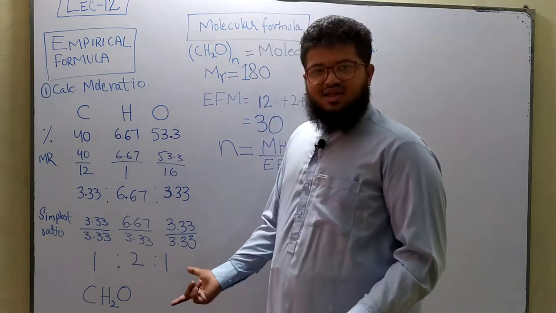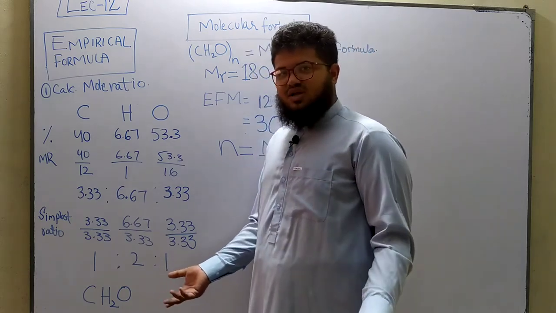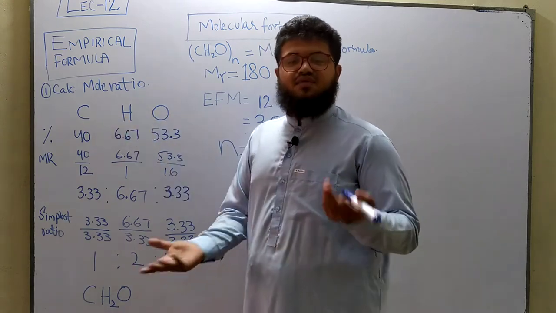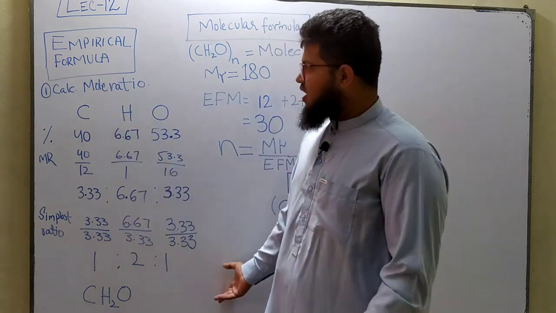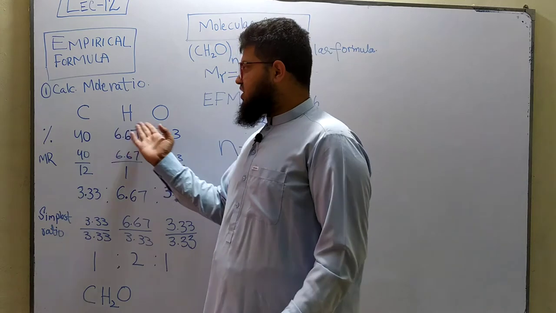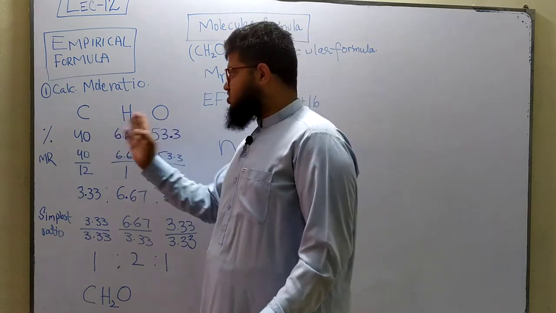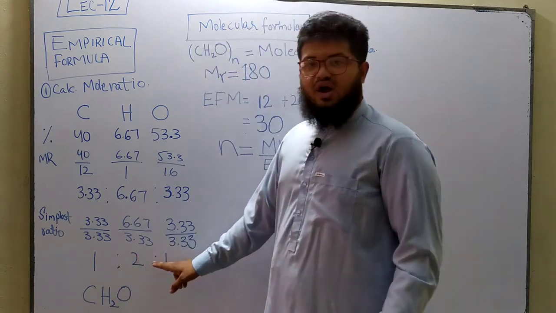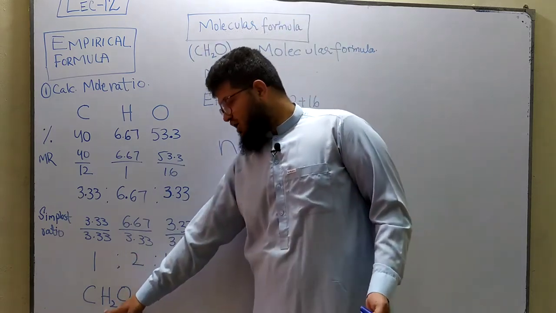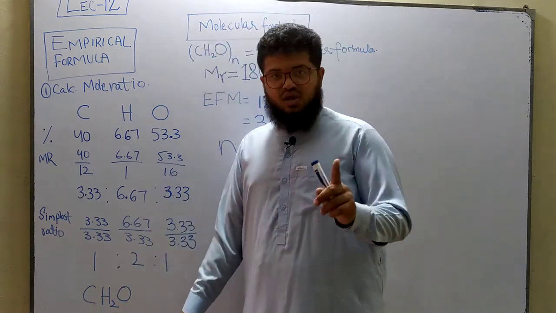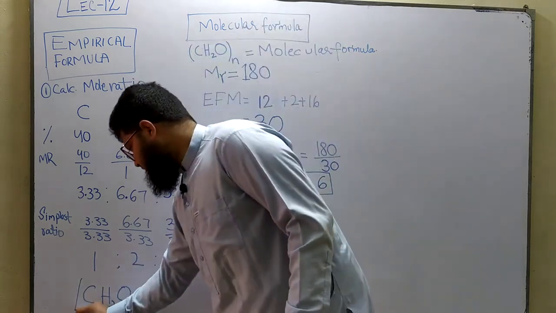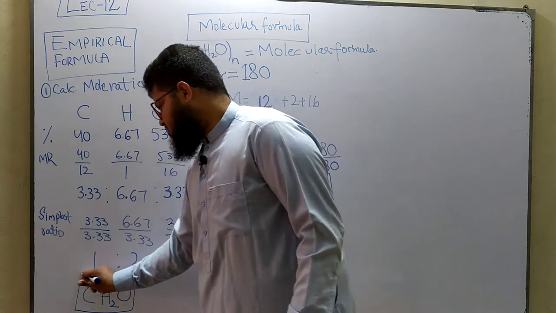That's all you need. Because what is empirical formula? It's just showing us the different ratios of different atoms present in the formula of that particular compound. So in this formula we've got three different types of atoms: carbon, hydrogen, oxygen. The ratio of carbon is 1, so 1 carbon atom. Ratio of hydrogen is 2, so 2 hydrogen atoms. Ratio of oxygen is 1, so 1 oxygen atom, and this is our empirical formula for this particular compound.